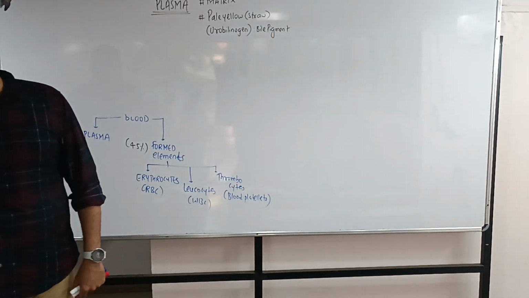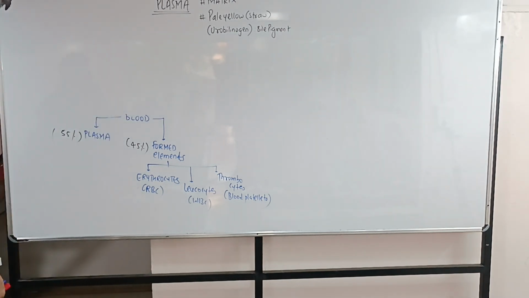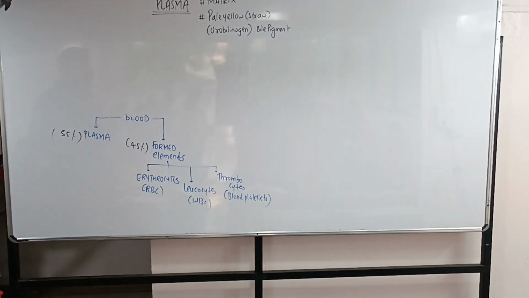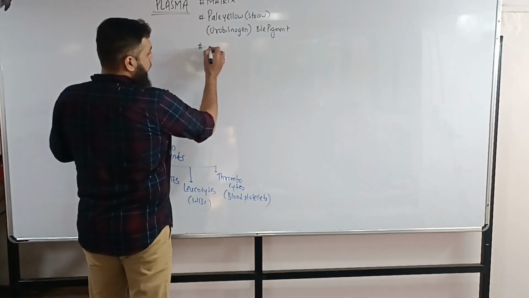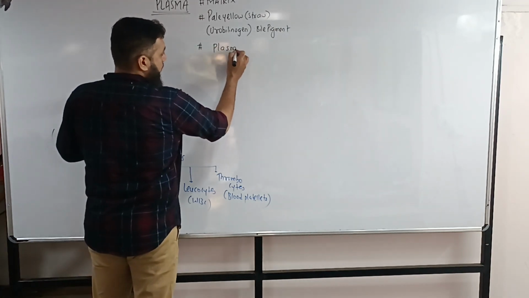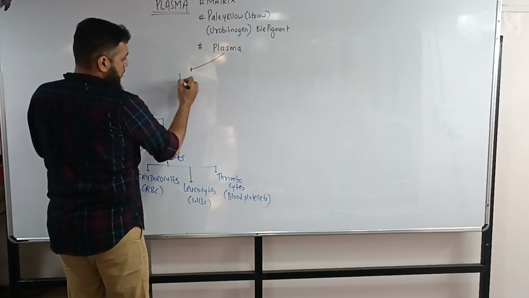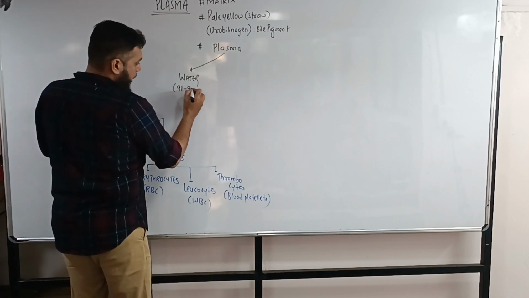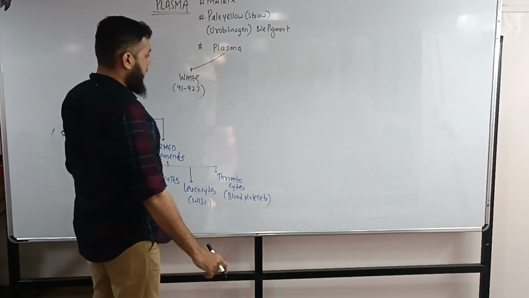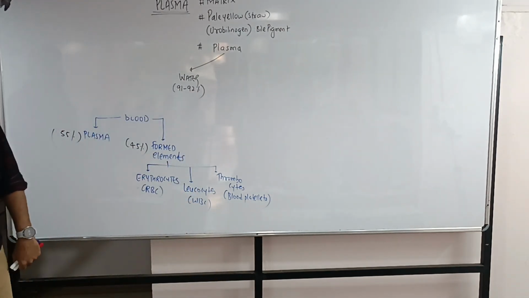So what gives the pale yellow color to the plasma? Urobilinogen. Right? And the majority of your plasma is what? Water. Around 91 to 92% of the plasma is water.